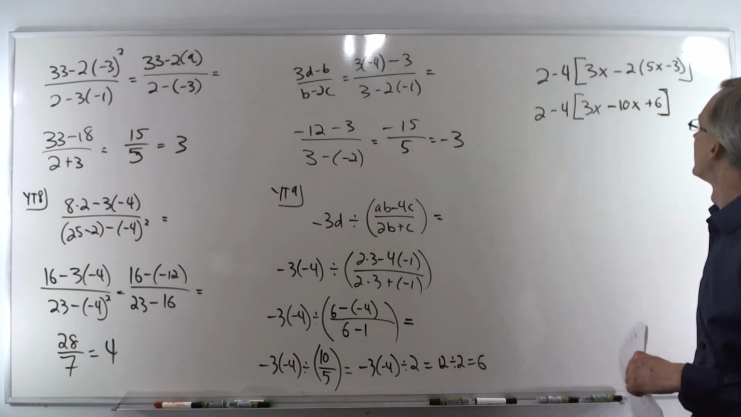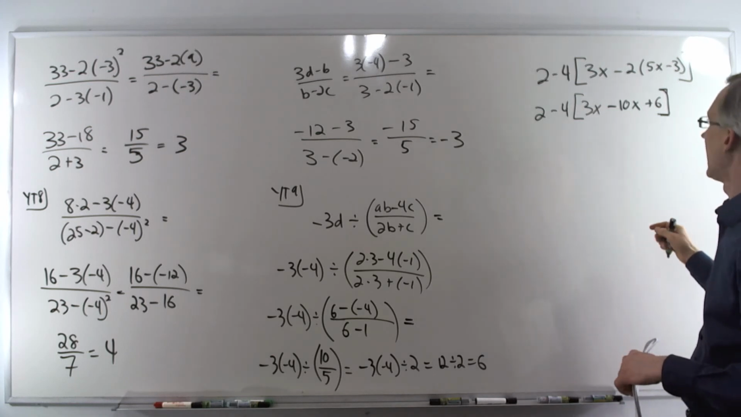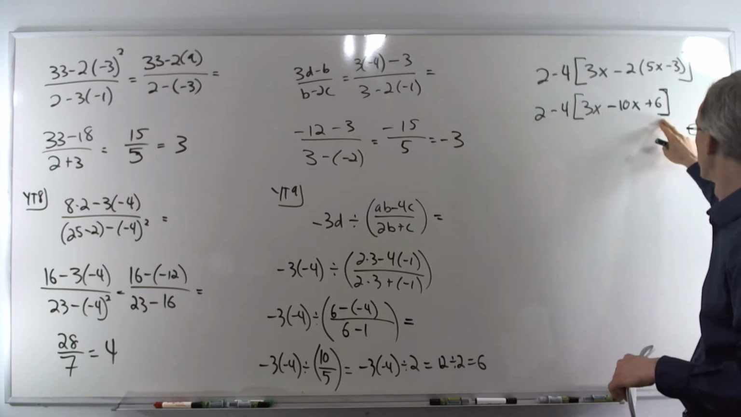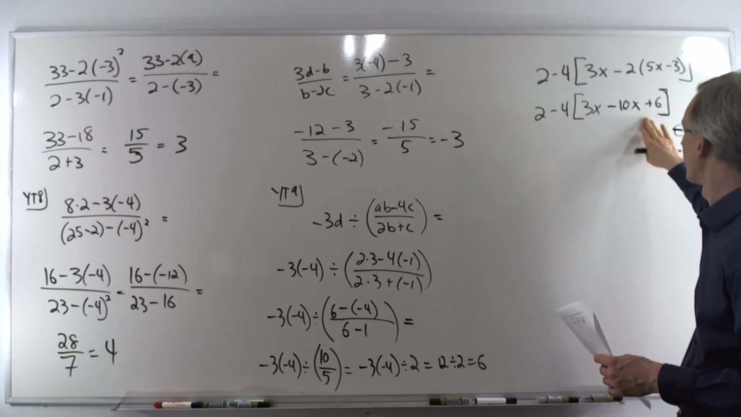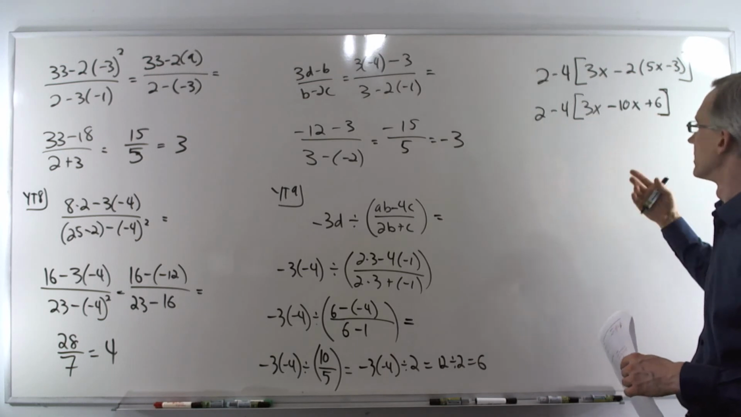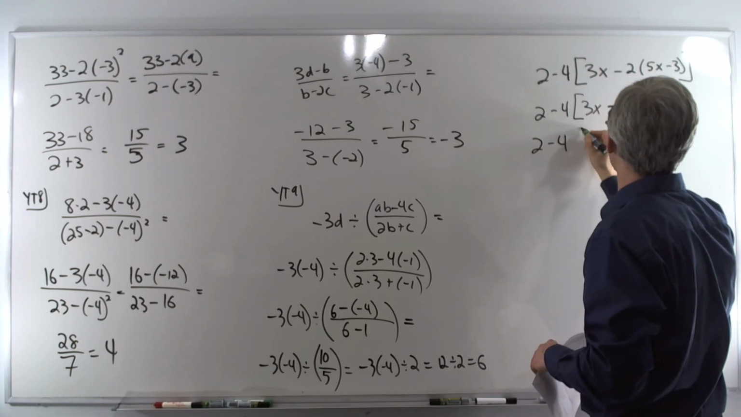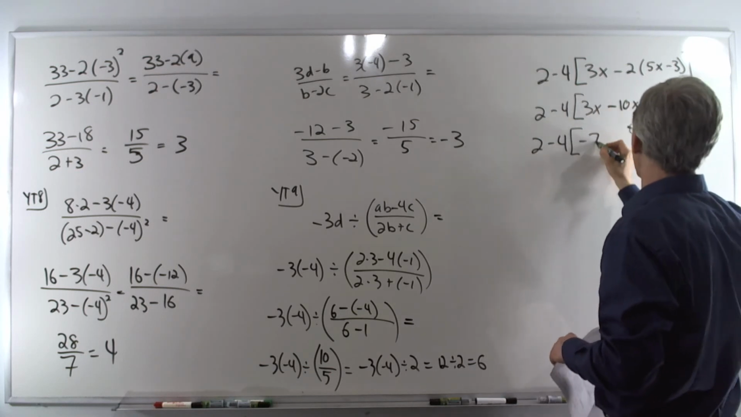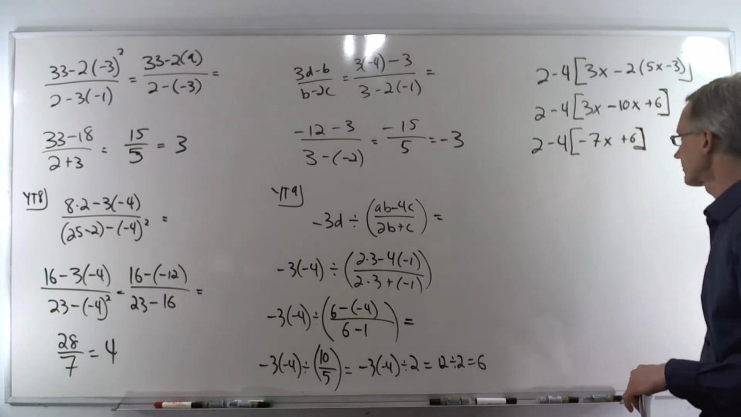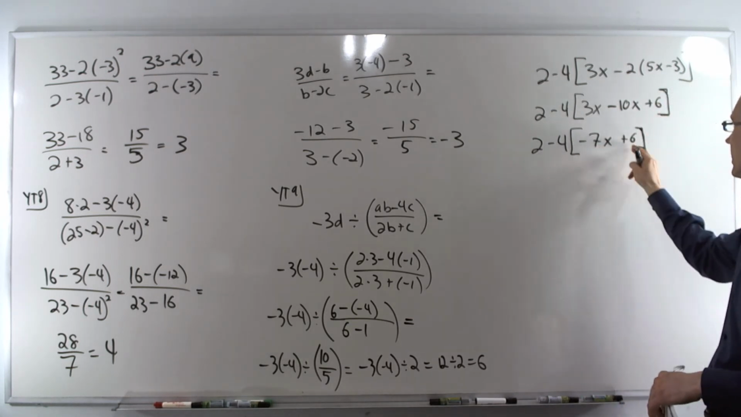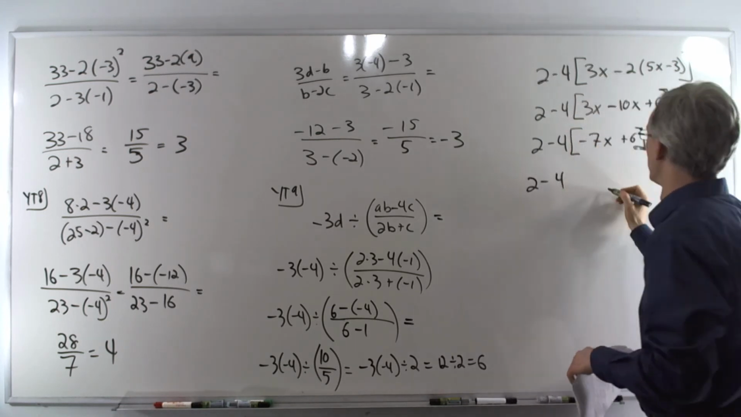And now we've gotten rid of the inner parentheses. So that's helpful. We're down to one set of parentheses. Now at this point, we could distribute the negative 4 into the parentheses, but that's going to be more work. Why not simplify first? Because then we'll only have to multiply by 2 things instead of 3. So 3x minus 10x is negative 7x plus 6. And now when we distribute, we'll only have 2 terms to multiply by. So a little bit of a saver there in work.